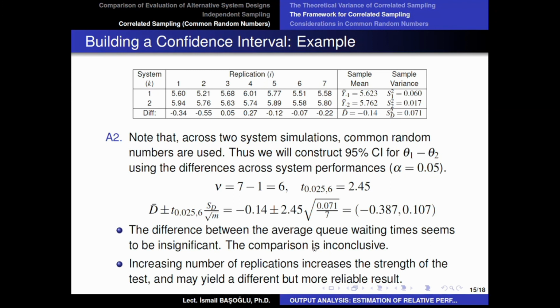And as you increase the number of replications from 7 to, for example, 20 or 30, then you are going to get much more reliable results and a conclusion. Increasing the number of replications is going to create more reliable results. In fact, you can come up with a conclusion about which system is better. Maybe right now it seems that the first system is better, but maybe the second system is actually better. Maybe you will be able to see that when you increase the number of replications.